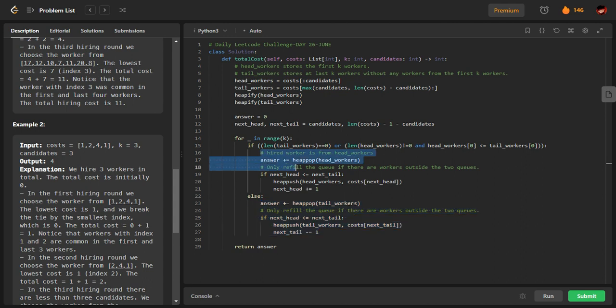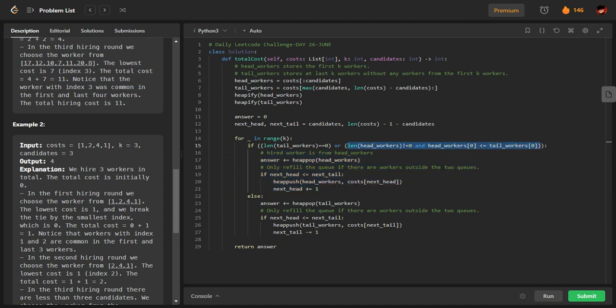First, let us focus on this part of the code. If the length of the tail workers is equal to zero, we will definitely execute this part of the code. Otherwise, if the second condition is true, then also we will execute this part of the code. Remember the or condition is given. Or means if this is true, execute this part; if the first is false but the second is true, then also we will execute this part. So what is the second condition? We'll see now. The second condition has two parts because we are using and.